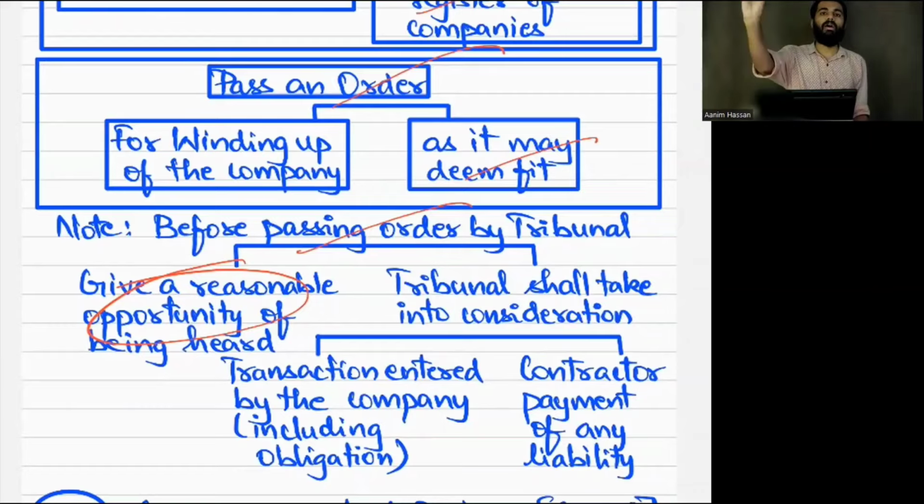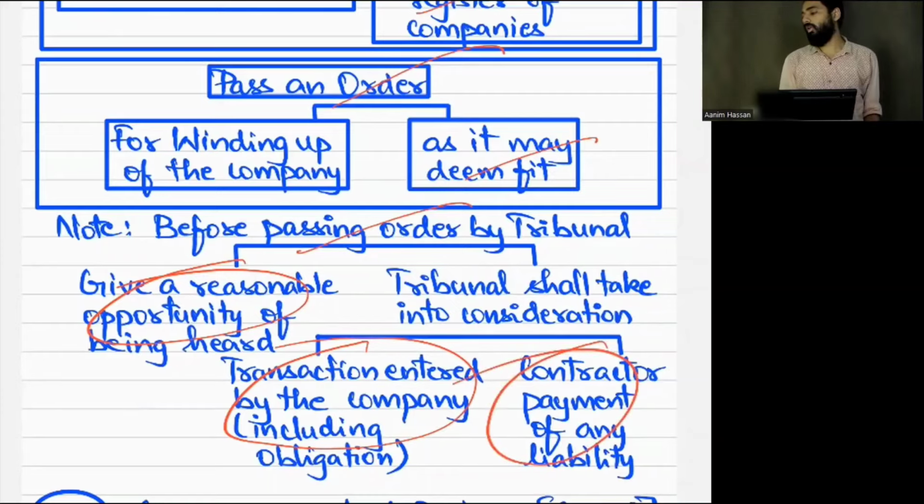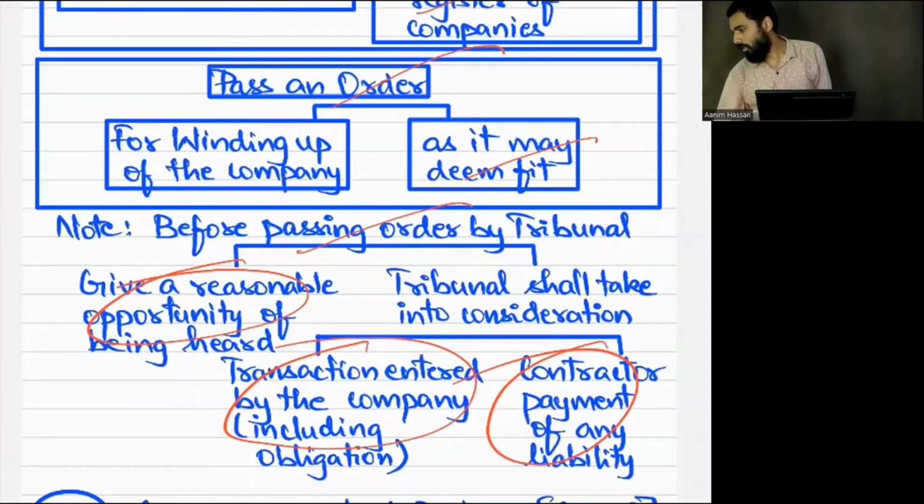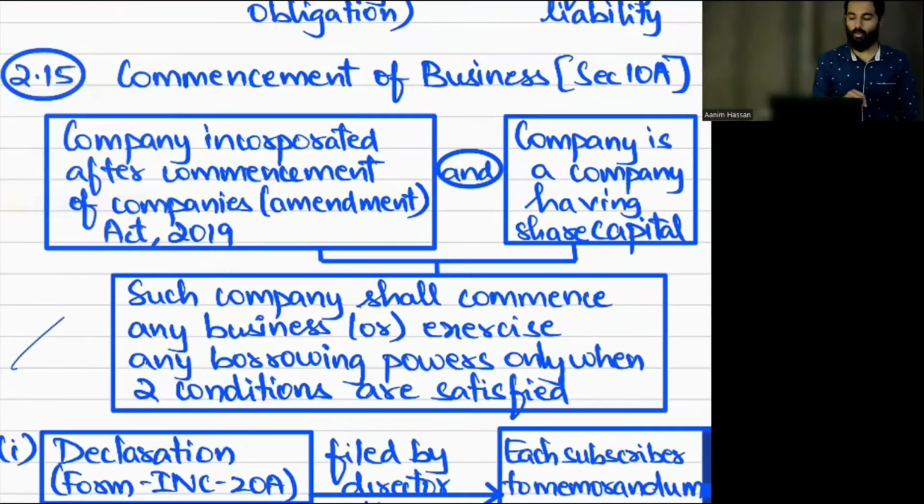So the tribunal keeps in mind what and all, why did the company do that? After that, the tribunal passes an order, keeping in mind what and all are the transactions the company has done. What and all are the liabilities? What and all are the payments pending that the company has to give to others? So that also keeping in mind, the tribunal will pass an order.